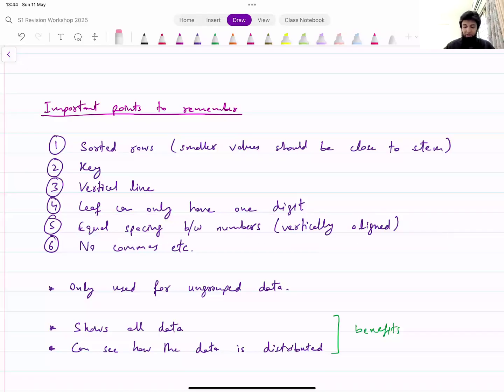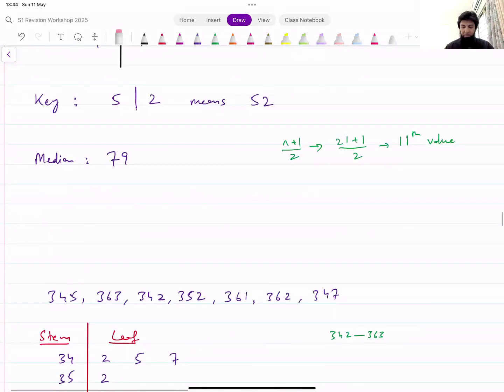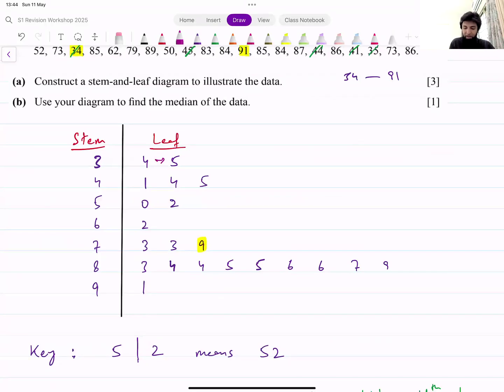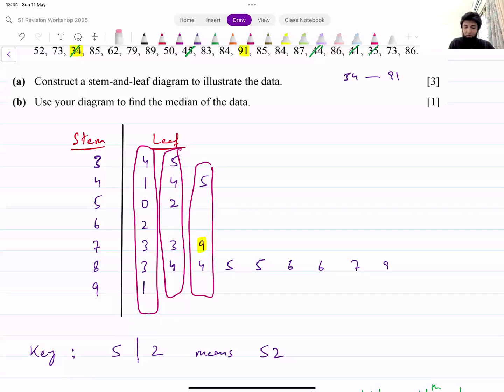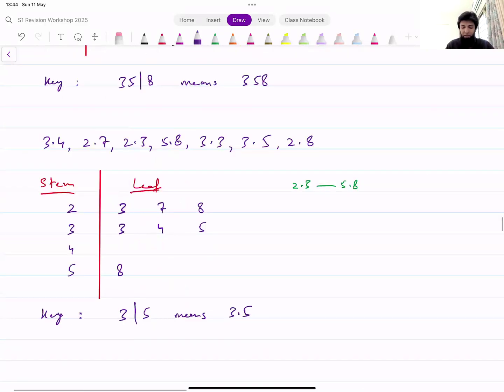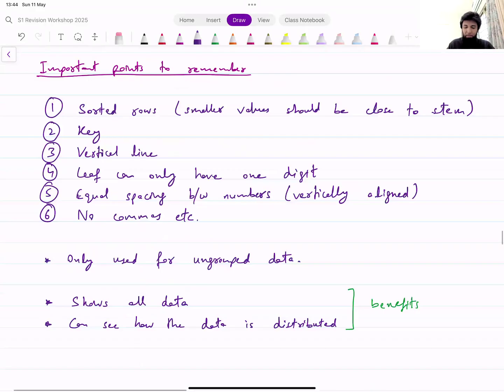There should be equal spacing between the numbers that you've got. Now, this is extremely important because it's a diagram. You don't just write down numbers as they are. Its representation is important. The values should have equal distances between them. These gaps between the values should be standardized in a way that all of these first values are vertically aligned. This is important. If you don't do this, you lose marks because of that. And there should be no commas or dashes that you use in the stem-and-leaf diagram. No commas, no dashes, no decimals.